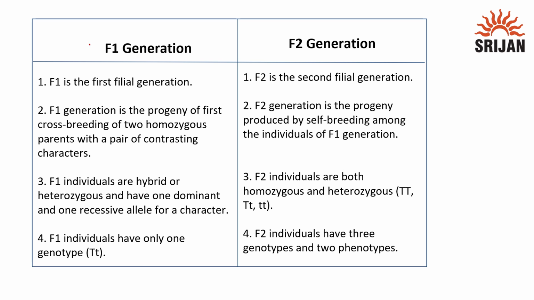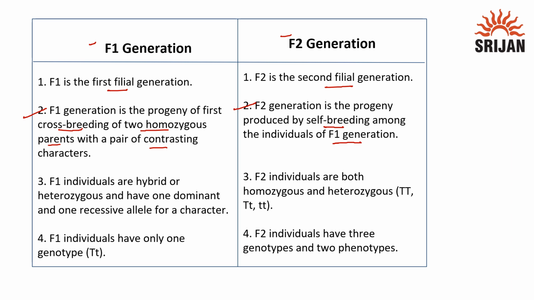Differentiation between the F1 generation and F2 generation. F1 stands for first filial generation and F2 is second filial generation. When we talk about the F1 generation, it is a progeny of the first crossbreeding of two homozygous parents with a pair of contrasting characters, and in the F2 generation, the progeny is produced by the self-breeding among the individuals of F1 generation. Let's understand these points.